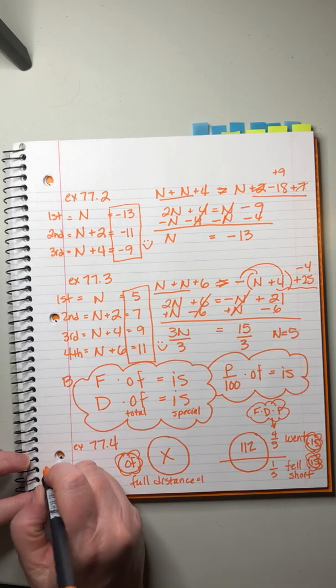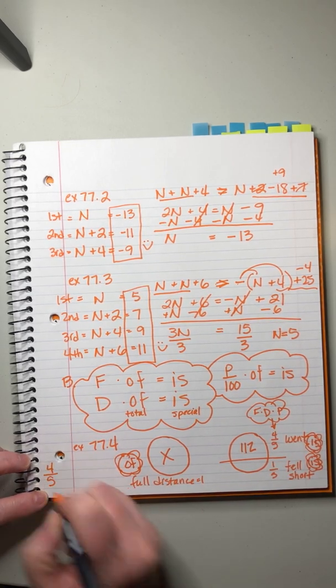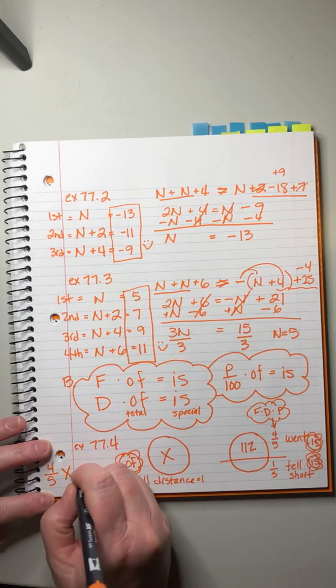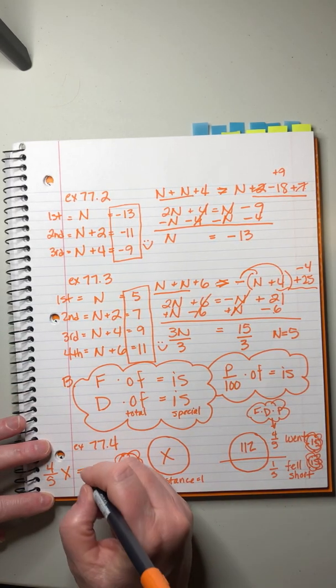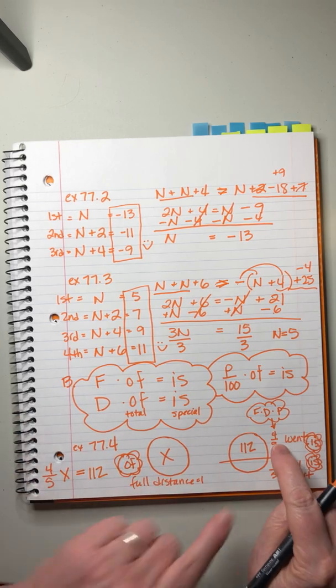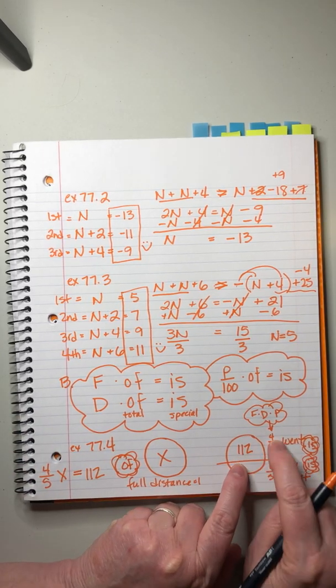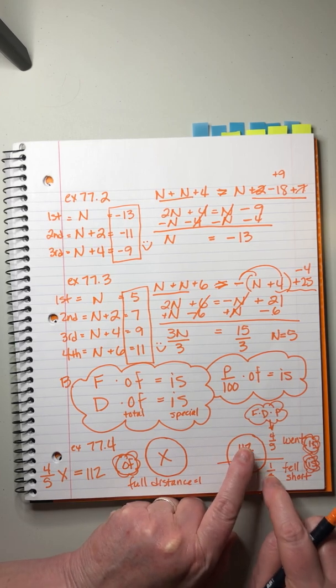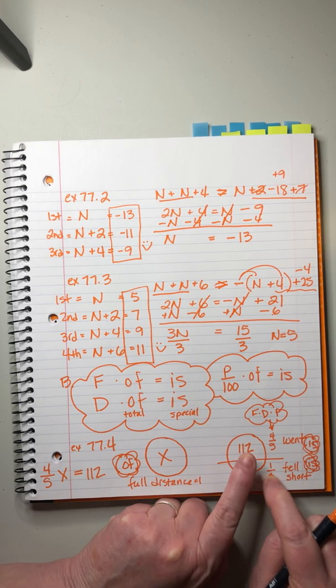4/5, I'll write it here. 4/5 is our fraction times the "of" number, which is x, equals our special group number, which is 1/12. Notice that I'm careful to choose the fraction and the number that go together. I don't want 1/5 and 1/12. They don't go together. They're on opposite parts of the diagram.